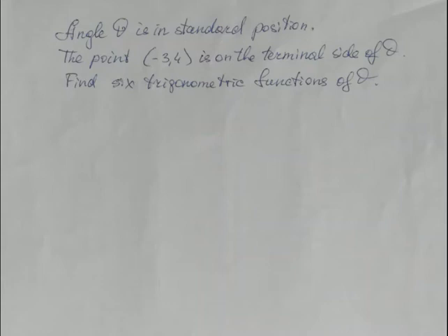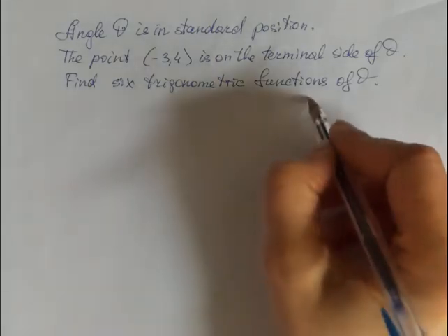Angle theta is in standard position. The point -3, 4 is on the terminal side of theta. Find 6 trigonometric functions of theta. So let us find this point.